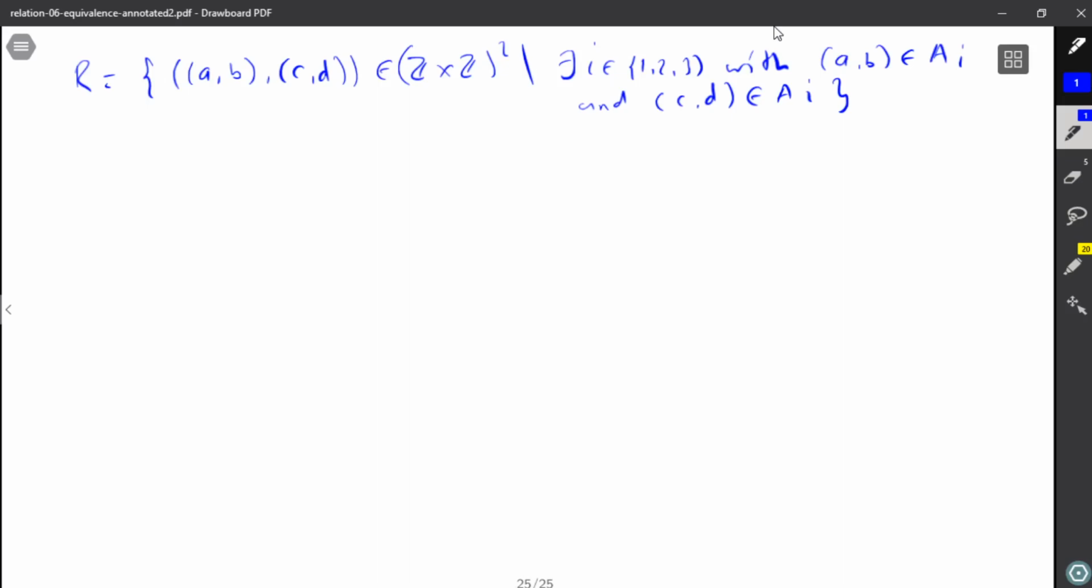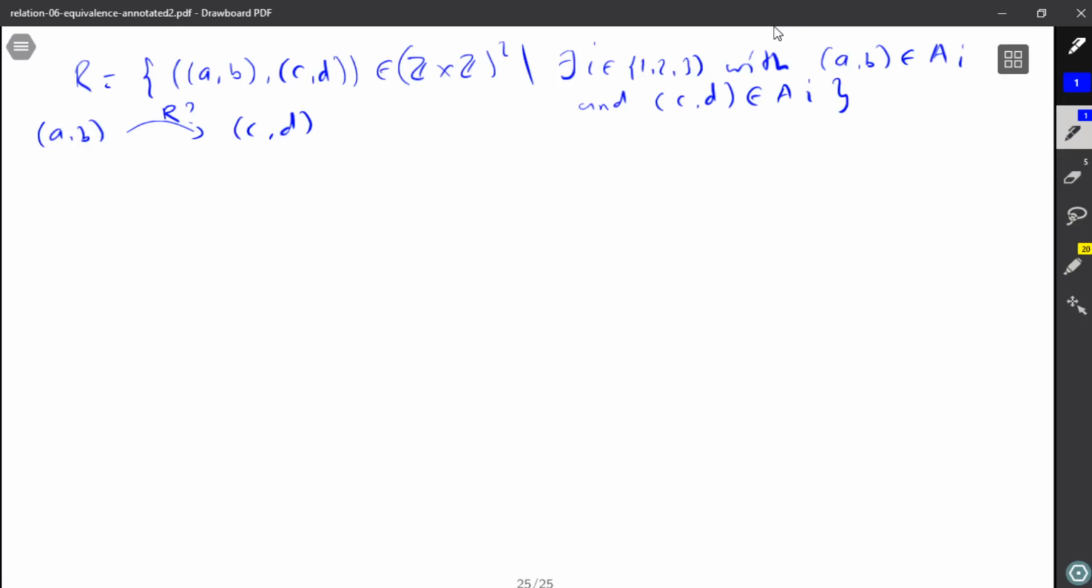So in other words, (a, b) and (c, d) must belong to the same partition. So now, what will be the relation between (a, b) and (c, d)? This is what we want to describe, right? Well, the one above already gives us the relation, but we want to rewrite the condition so that we could easily check it.